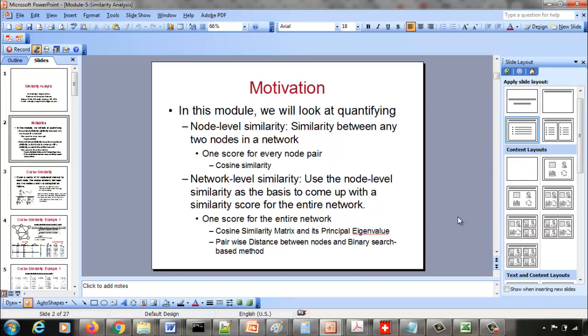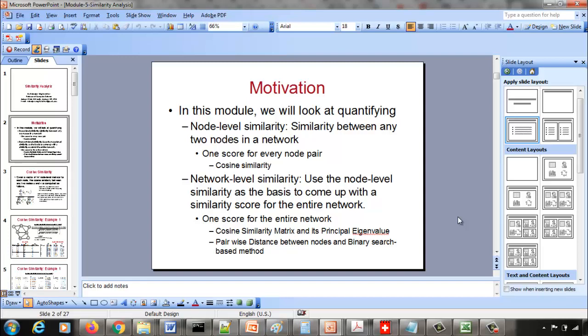So we will look at assessing similarity and quantifying it at two levels. One is at the node level and the other is at the network level. At node level, we're looking at similarity between any two nodes in the network. That means for every possible node pair, we'll come up with a similarity score. There are several node level similarity metrics in the literature, and we'll look at what is called the cosine similarity, a very commonly used metric.